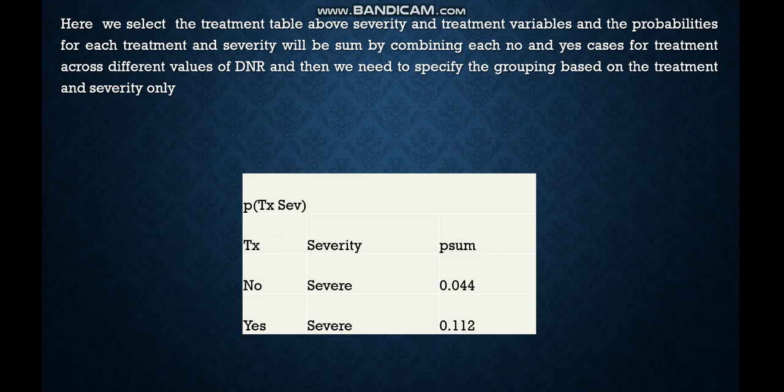So now we are not interested anymore in DNR values, given that we have our treatment and severity variables. So we'll select from the treatment table above the severity and treatment variables, and the probabilities for each treatment and severity will be the sum by combining each no and S cases for treatment across the different values of DNR, and then we need to specify the grouping based on the treatment and severity.